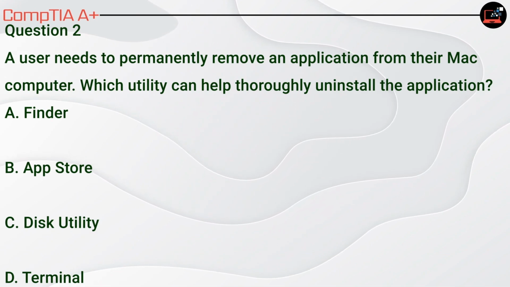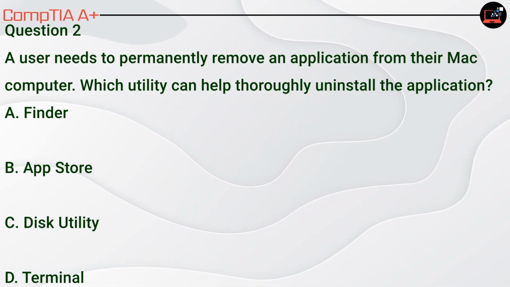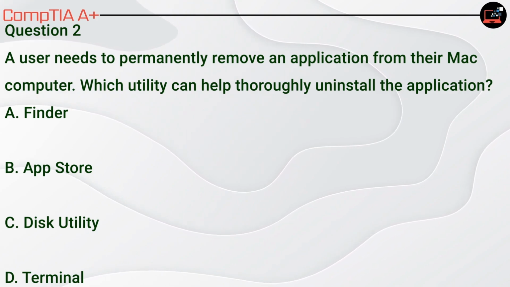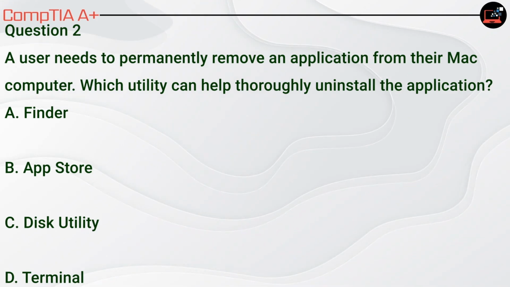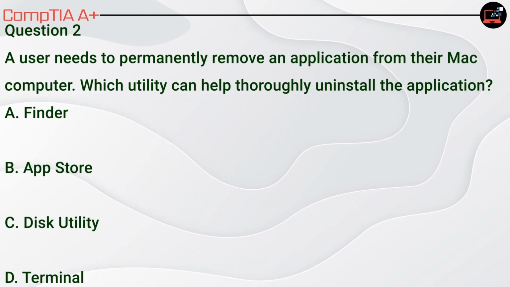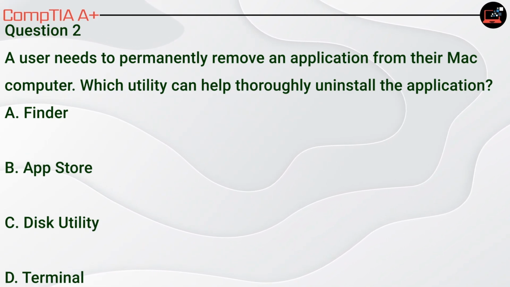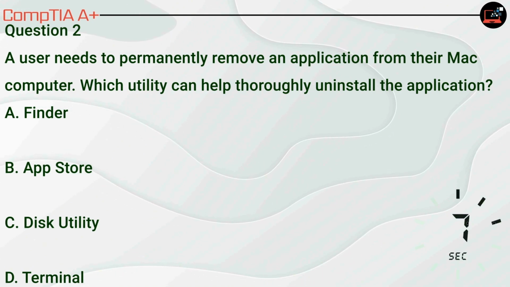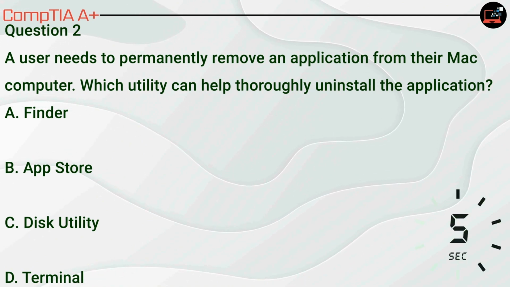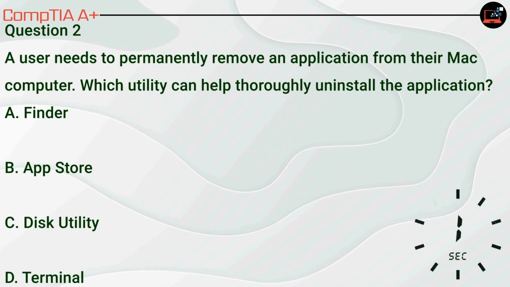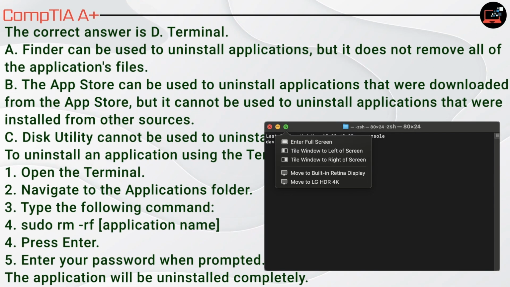Question 2. A user needs to permanently remove an application from their Mac computer. Which utility can help thoroughly uninstall the application? A. Finder, B. App Store, C. Disk Utility, D. Terminal. The correct answer is D.